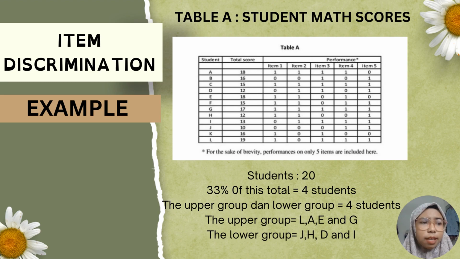Next, this is an example. Table A is the students' math scores. As there are 12 students in the class, 33% of this total will be 4 students. Therefore, the upper group and lower group will each consist of 4 students. Based on their total scores, the upper group will consist of students L, A, E, and G, while the lower group will consist of students J, H, D, and I. Now we need to look at the performance of the students for each item in order to find the item discrimination index of each item.